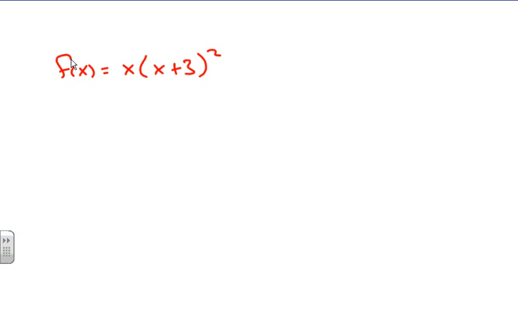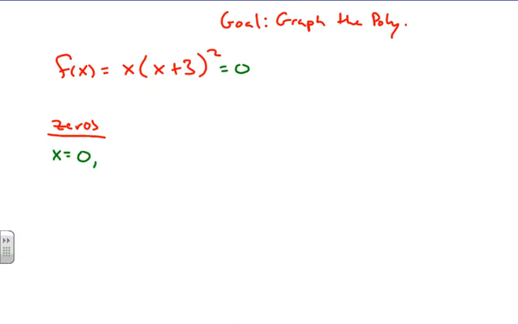The first thing we want to do is find the zeros, because our eventual goal is to graph this polynomial without a calculator. So we're going to first find the zeros. That's pretty easy. We're going to set this equal to 0, and we find our x zeros are 0 and -3.